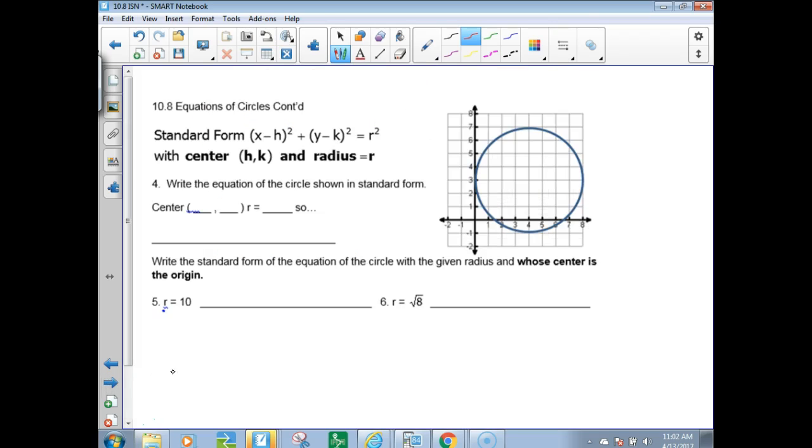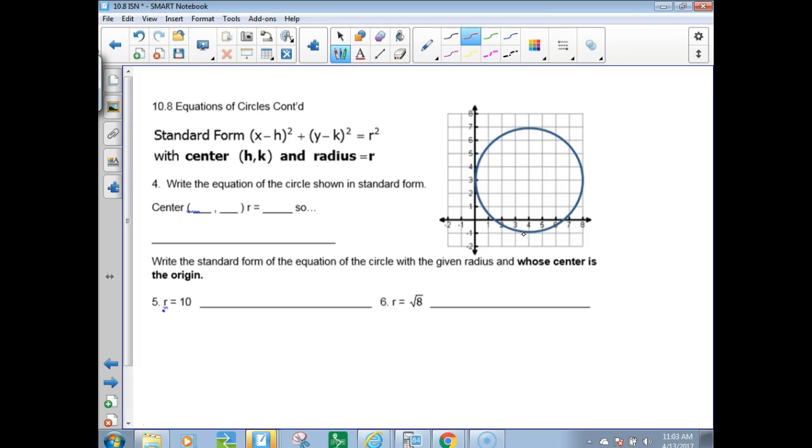All right, on the other page, please. Turn the page to the back. It's equations of circles continued. The standard form is given again. The form for a center at the origin would just be x squared plus y squared equals r squared, but this one can be used for any circle. Write the equation of the circle shown in standard form. So you're going to have to also take a graph and know how to find its equation.